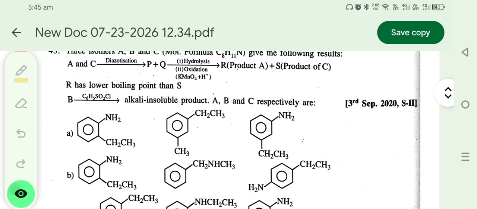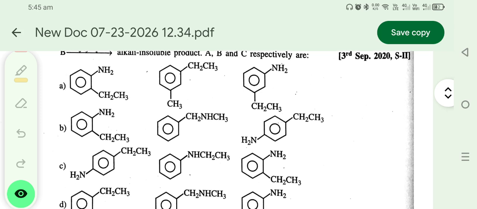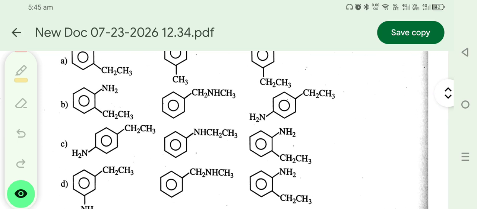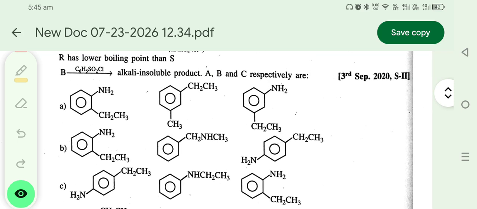It must be a secondary amine. So there is no amine group. It is secondary, and it is also secondary. It is also a secondary. Hence, B, C, D may be.